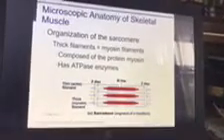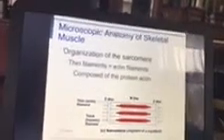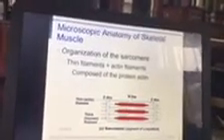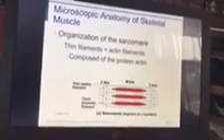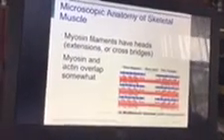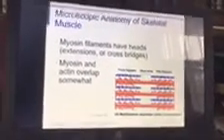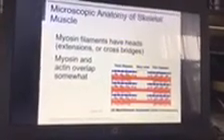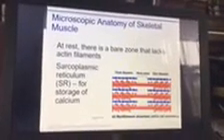Organization of the sarcomere. Thick filaments equal myosin filaments, and they're composed of the protein myosin. They have ATPase enzymes. Thin filaments equal actin filaments, and they're composed of the protein actin. Myosin filaments have heads, extensions, or cross bridges, however you want to say it. Myosin and actin overlap. At rest, there is a bare zone that lacks actin filaments.